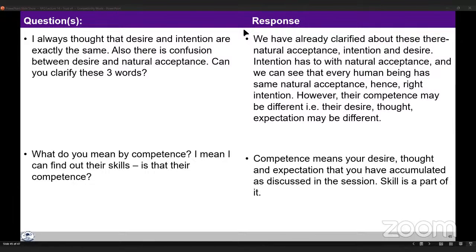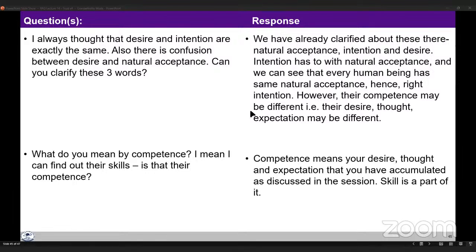So at times, naturally acceptable feeling is something that is natural to me, that comes naturally to me. So many times, my desires are not naturally acceptable to me. Yeah. So thank you. What do you mean by competence?